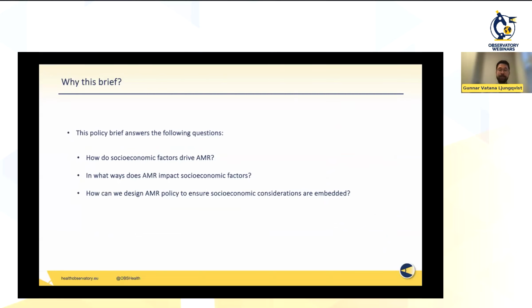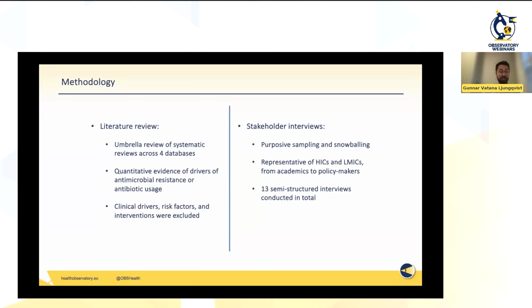So in this policy brief, we're going to answer the following questions. How do socioeconomic factors drive AMR? In what ways does AMR impact socioeconomic factors? And how can we design AMR policy to ensure that socioeconomic considerations are being addressed and embedded into them? So to approach this, we designed a two-part methodology.